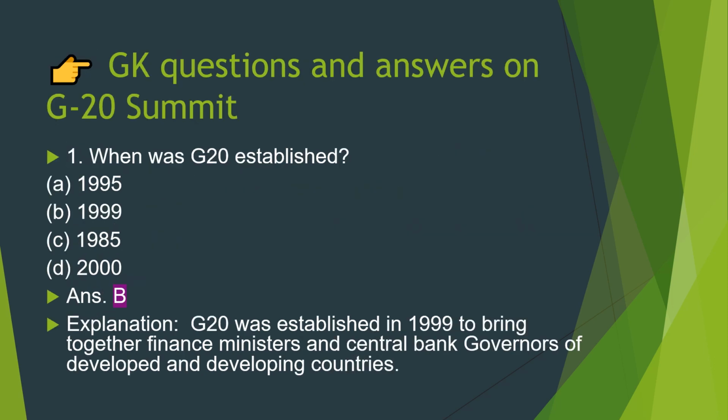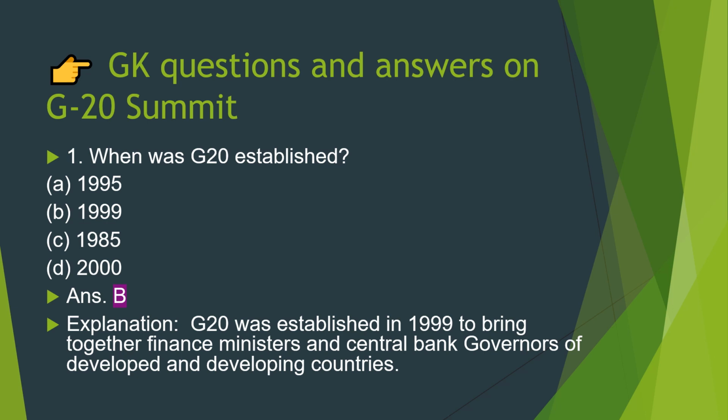Okay, now let's talk about some of the general knowledge questions and answers that are related to the Group of 20 Summit, as in G20 Summit. The very first question is, when was G20 established? The correct answer is 1999. The options were option A 1995, option B 1999, option C 1985, and option D 2000.